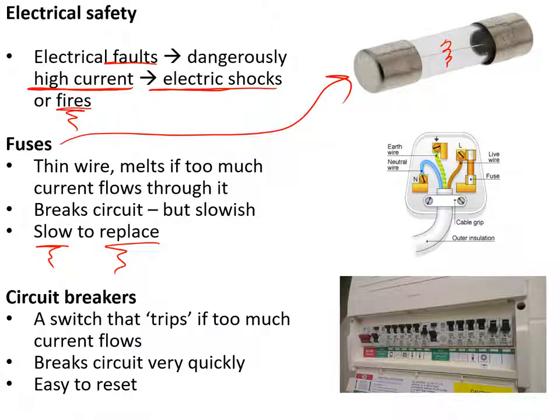An alternative to that is circuit breakers. Somewhere in your home you'll have a panel of circuit breakers like that, and if too much current flows through one of your gadgets, one of these switches will flip into the down position and switch off the whole circuit. This happens super quickly, so it keeps you very safe indeed.